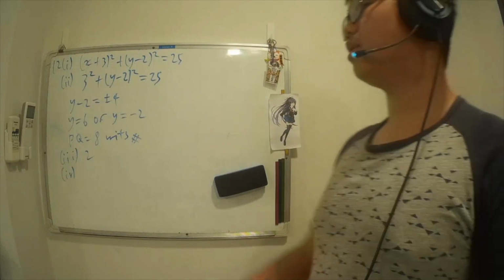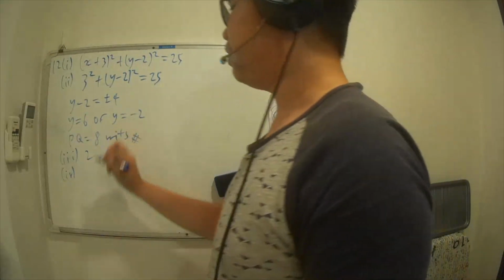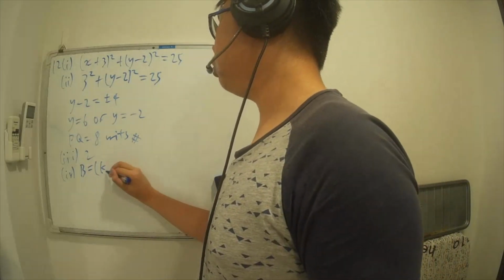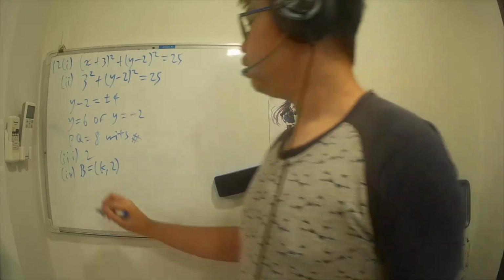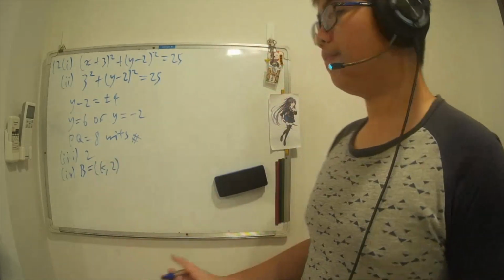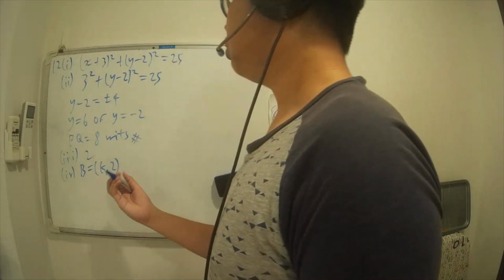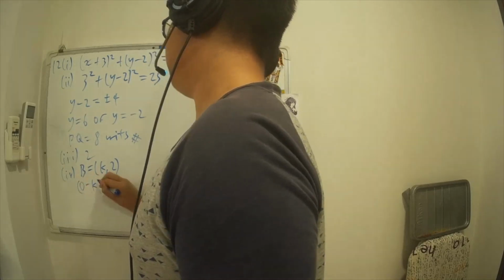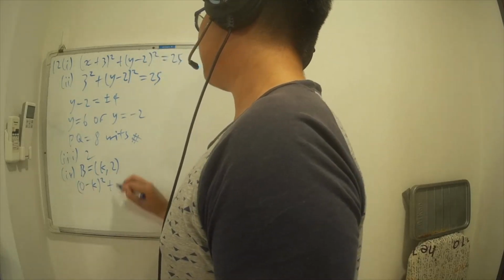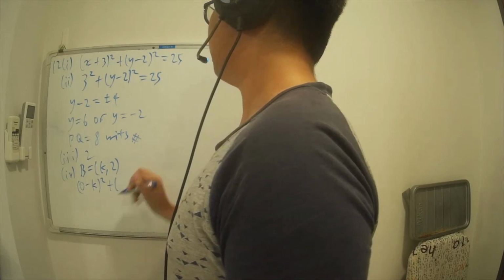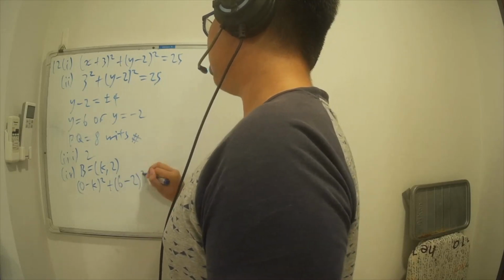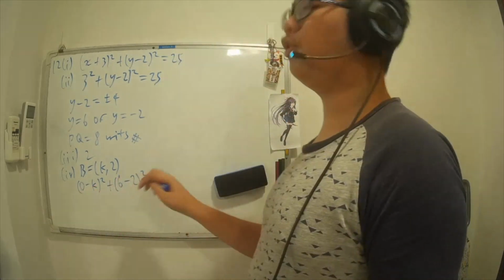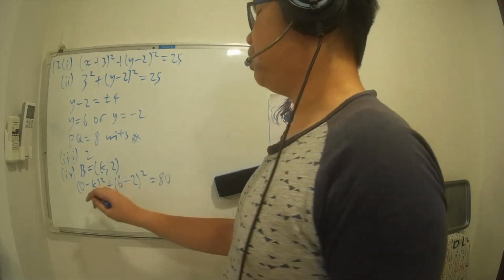Okay, so let's use the point of 6, okay? So then I'll use my length formula. So let's let B equal k, 2. Because we know that B, the y-coordinate is 2, right? So let's apply our length formula. We have 0 minus k squared plus 6 minus 2 squared is equal to 80, which means that this is 4, right? So this is 16, so this will be 64 over here.